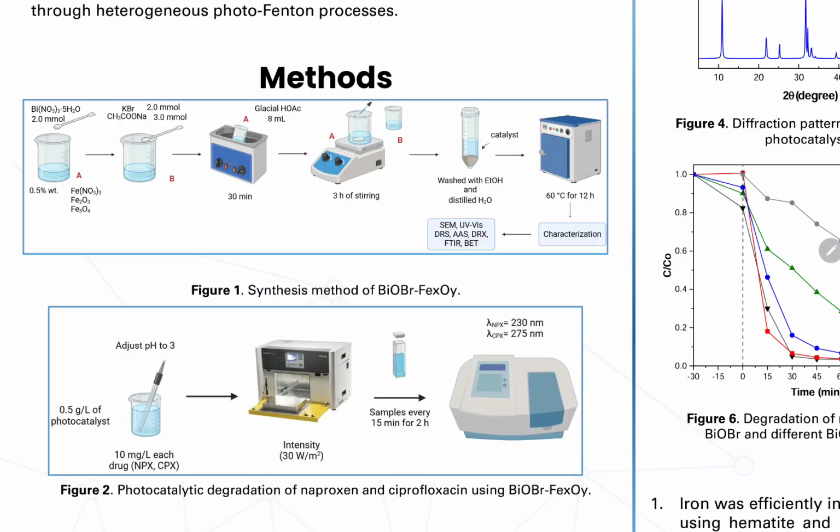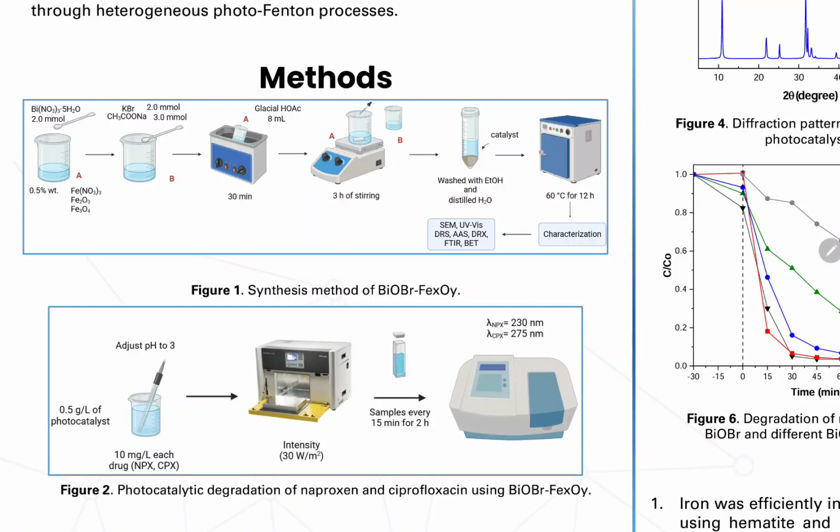Well, the method that we use first for the synthesis of the photocatalysts is the following. Bismuth nitrate is dissolved with the iron source in ultrasound for 30 minutes, then the acetic acid is added. A solution containing the bromine precursor and a sodium acetate is then added. It is kept in stirring for 2 hours. After this time, it is allowed to settle for 1 hour.